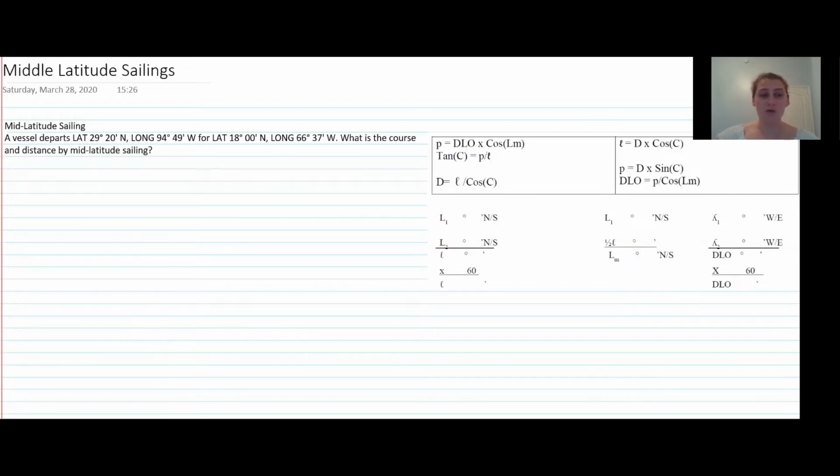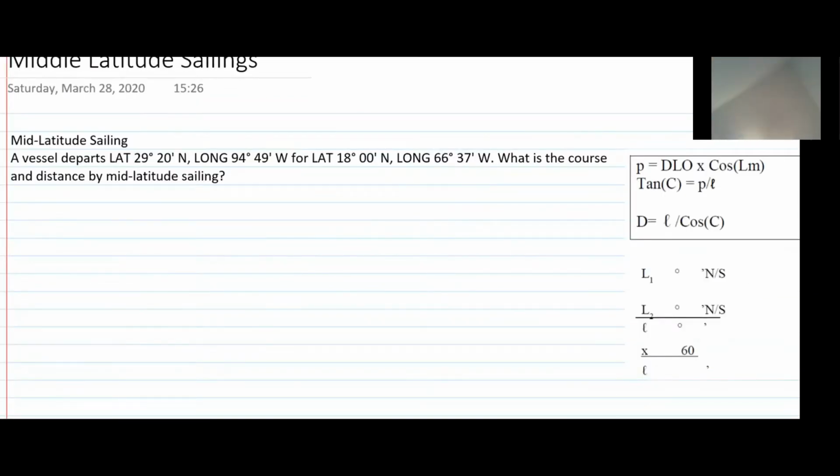So for this problem, we will set up the equation. I always like to start with my lats and longs. Latitude 29 degrees, 20 minutes north. Longitude 94 degrees, 49 minutes west. Latitude 18 degrees, 00 north. Longitude 66 degrees, 37 minutes west.